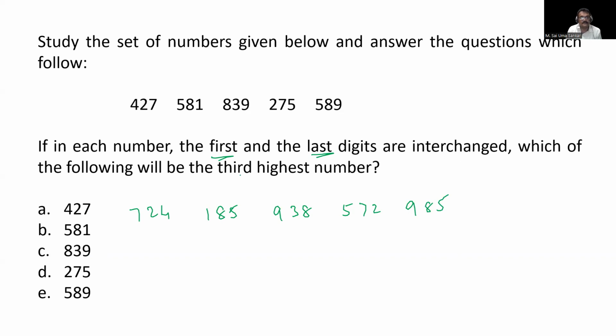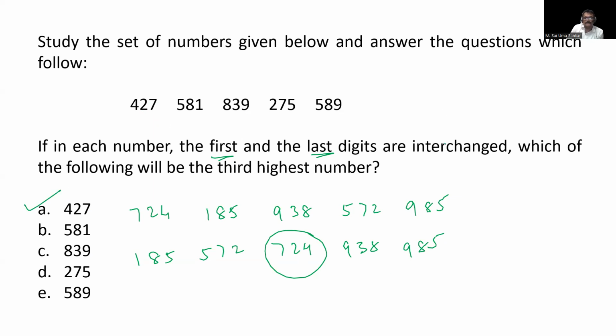And what is the question? What is the third highest number? Suppose if you write down all the numbers in ascending order, then this becomes 185, 572, 724, 938, and 985. Now, what we require is the third highest number. What is the third highest number? That is equal to 724. What about 724? That is equal to 427 or not. So what is the answer? Option A is the correct answer.